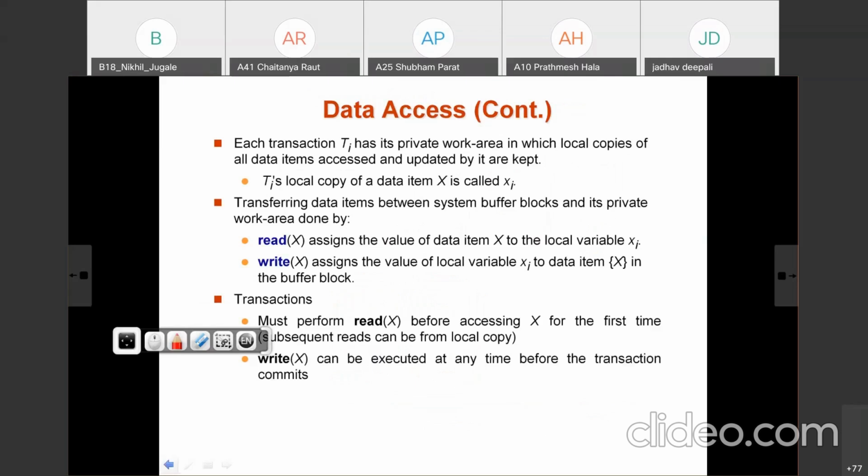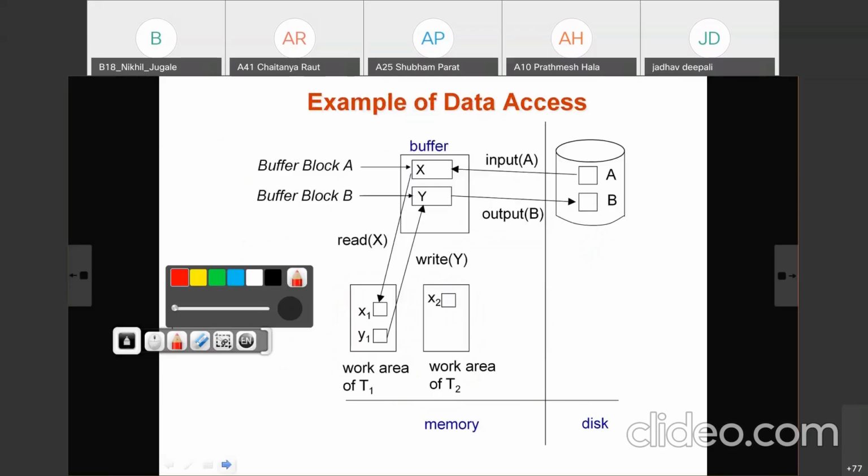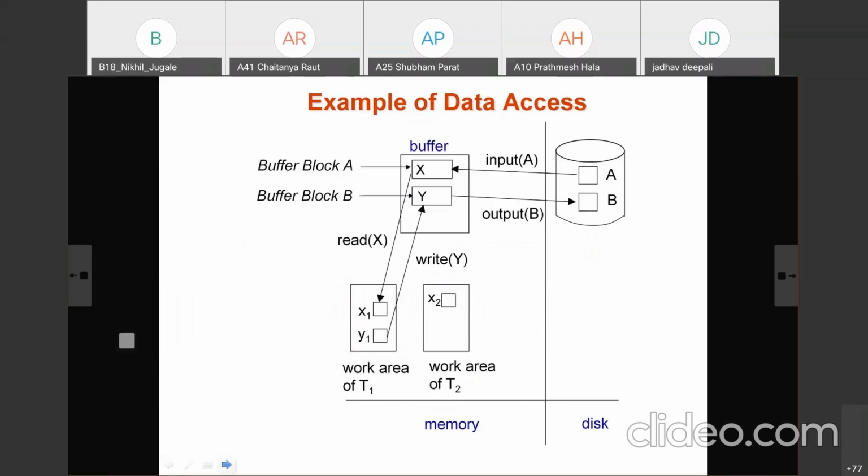Transferring the data item between the system buffer block and its private work area is done using two instructions: read X and write X. So what does it perform? See here. Suppose I execute a transaction: read the value of X, I say here, because blocks are given as A and B. X is equal to X plus 100. And then perform write X. Suppose I executed this simple transaction, that is transaction T1.